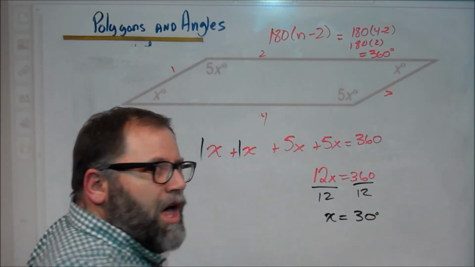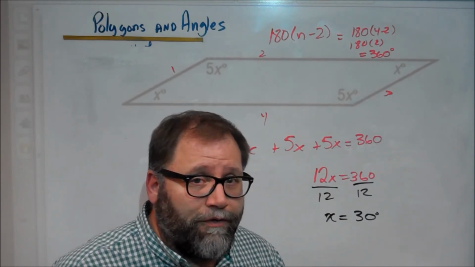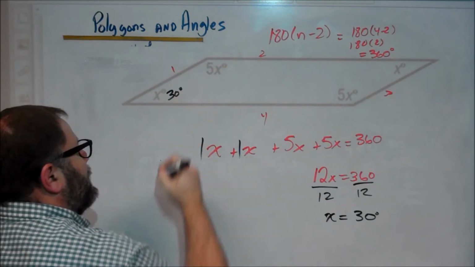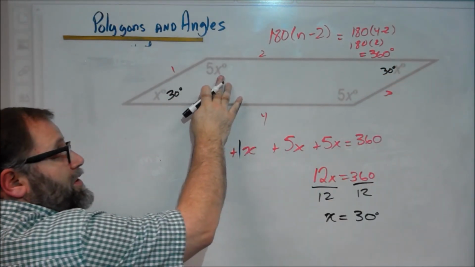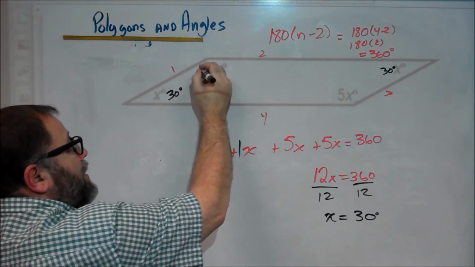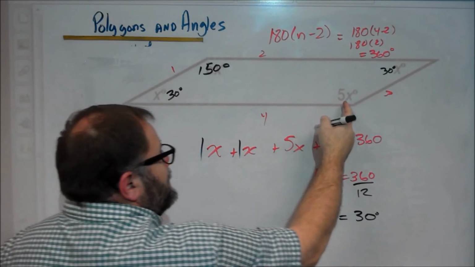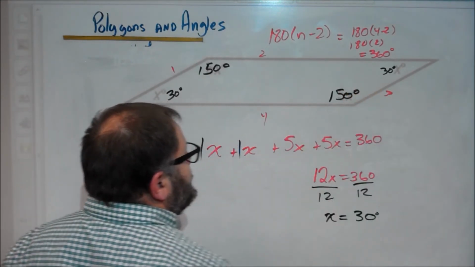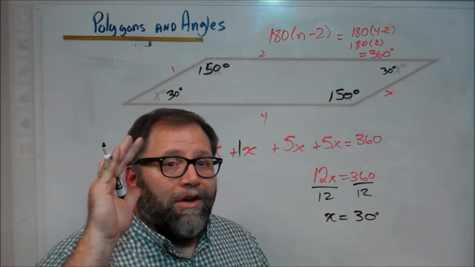Are we done? No. But I'm going to write the angles onto the figure so that it's easier for us to see. If x equals 30, the measure of this angle is 30 degrees. The measure of this angle is 30 degrees. The measure of this angle is 5 times 30, which is 150 degrees. And the measure of this one is the same, 150 degrees. Okay, if you have questions, please ask. Good luck.